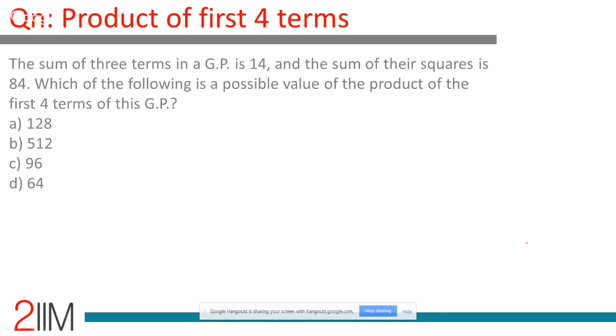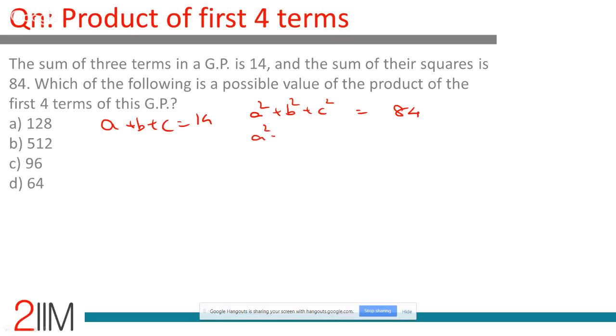This is a simple question, but it's probably a time-consuming question, not rocket science. The sum of the first three terms in a GP is 14. The sum of their squares is 84. So it's algebraically heavy. Three terms in GP: A plus B plus C is 14. We know A square plus B square plus C square is 84.